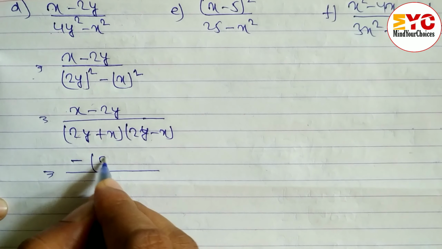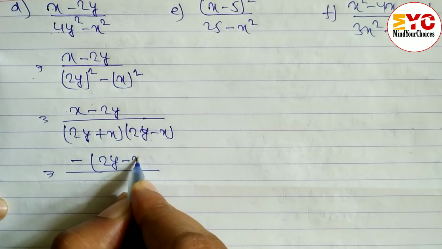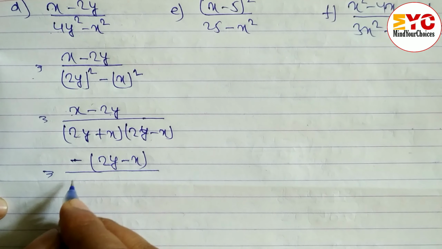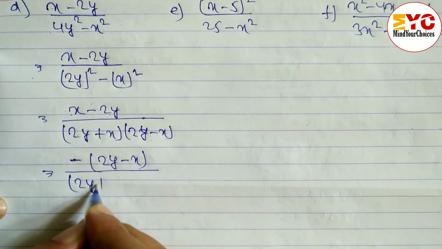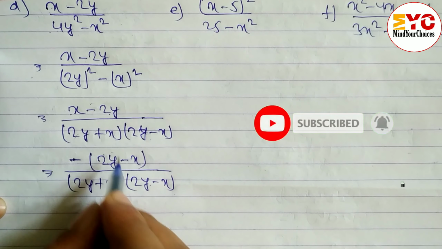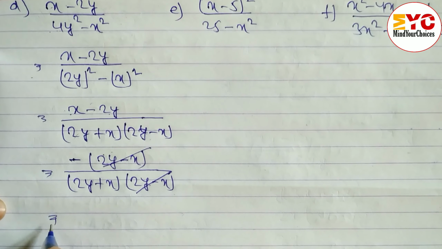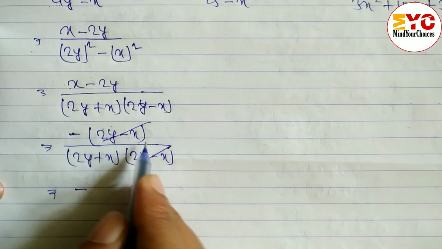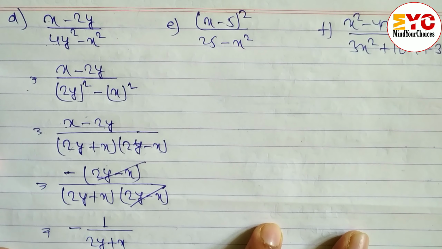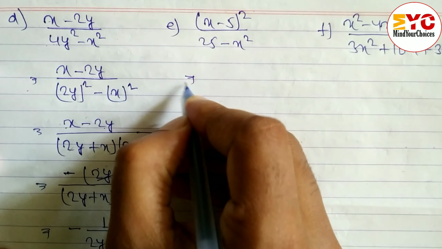When you take common, what can we write here? Minus into (2y minus x), that is minus 2y plus x, and in the denominator we write the same, (2y plus x)(2y minus x). Now you can see these two are the same, so we can cancel, and at the last, if nothing is remaining here, we can write 1 by (2y plus x), or x plus 2y, you can write anything. Now look at the next number, question number E.